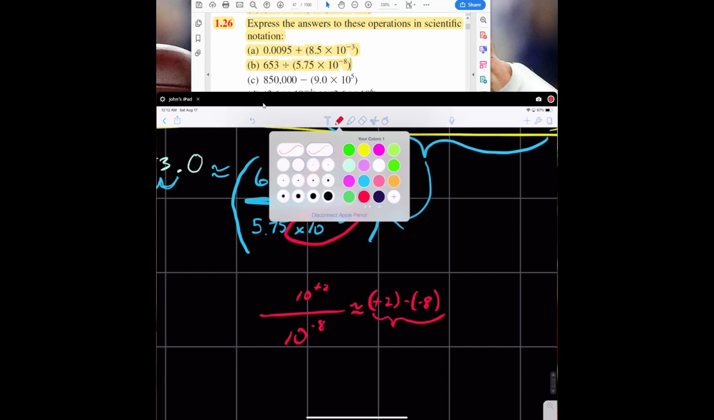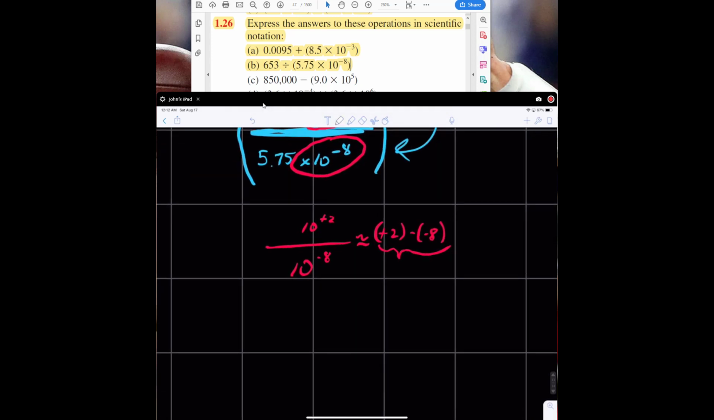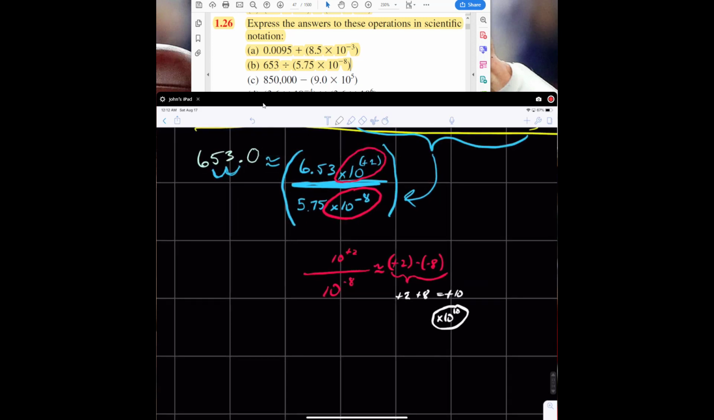which then becomes plus 2 plus 8, giving us plus 10. So whatever answer that we get now is going to be times 10 to the 10 power. Okay? So we just took care of these areas, the times 10 to the n exponent.